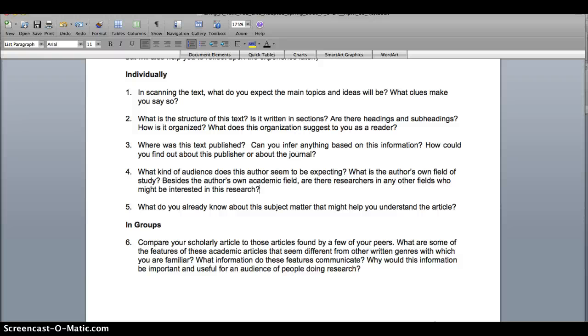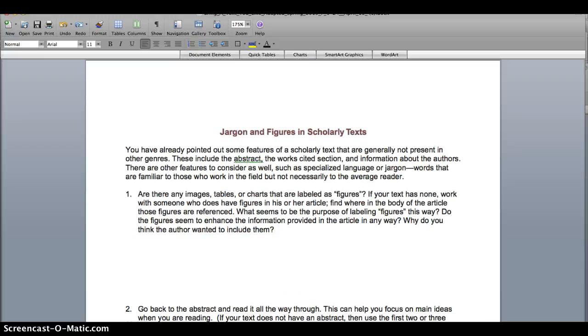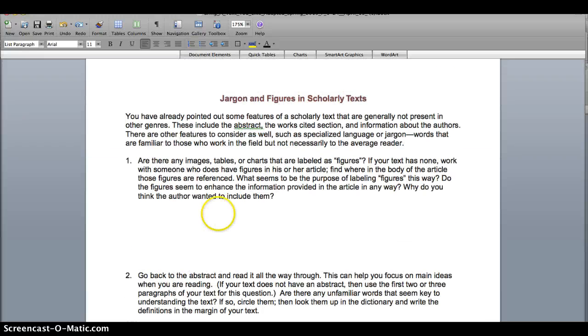So you get an idea of how I can understand more about my text just by scanning it. After you've read these questions and kind of got an idea of what your text might be about, you're going to find two or three more classmates and then discuss and kind of take some notes on each other's work. I'm going to move on to page 16.